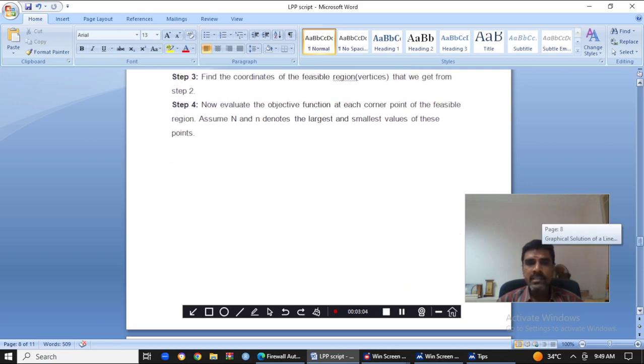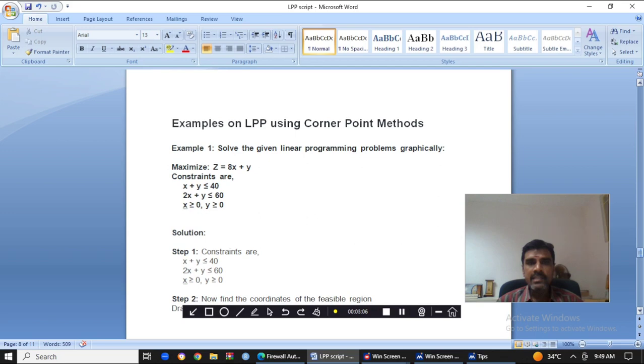I will show you an example. Here is a typical example. Maximize z equal to 8x plus y, subject to the constraints x plus y less than or equal to 40, and 2x plus 5y less than or equal to 60. These are the two constraints. As I said earlier, the first step is to formulate the problem. The problem is given here, so there is no need to formulate it separately. So we proceed to the next step.